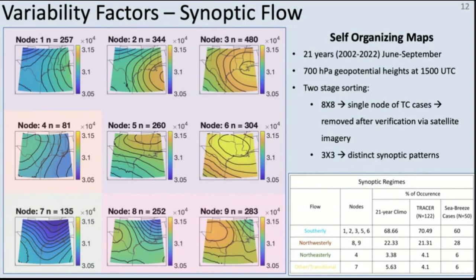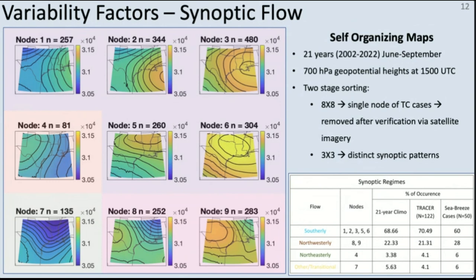For our specific SOMs, we use a two-step sorting approach where we use 21 years' worth of summertime geopotential height data from the AERI 5 archive. We chose the 700 hectopascal heights so that we could capture the near-surface synoptic flow patterns, but have minimal effects from the Sierra Madre Mountains to the southwest of our domain.